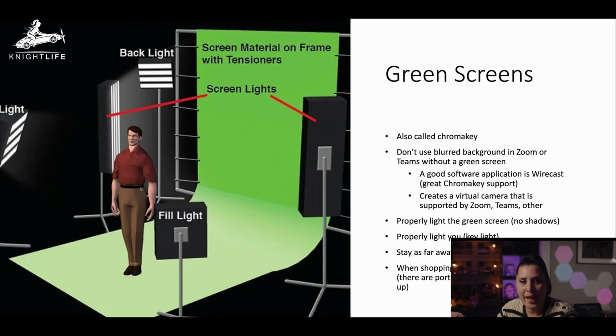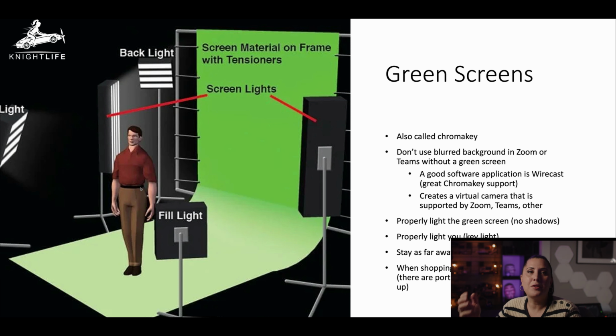It's a virtual camera pulled from Wirecast, and I do all my chroma keying in Wirecast. I don't rely on applications like Zoom or Microsoft Teams to do my chroma keying for me. They just don't have the kind of power that an application like Wirecast supports. So make sure, again, your green screen is properly lit. There are no shadows. Properly light you with a key light. Stay as far away from the green screen as possible. And when shopping, look for as white as possible.